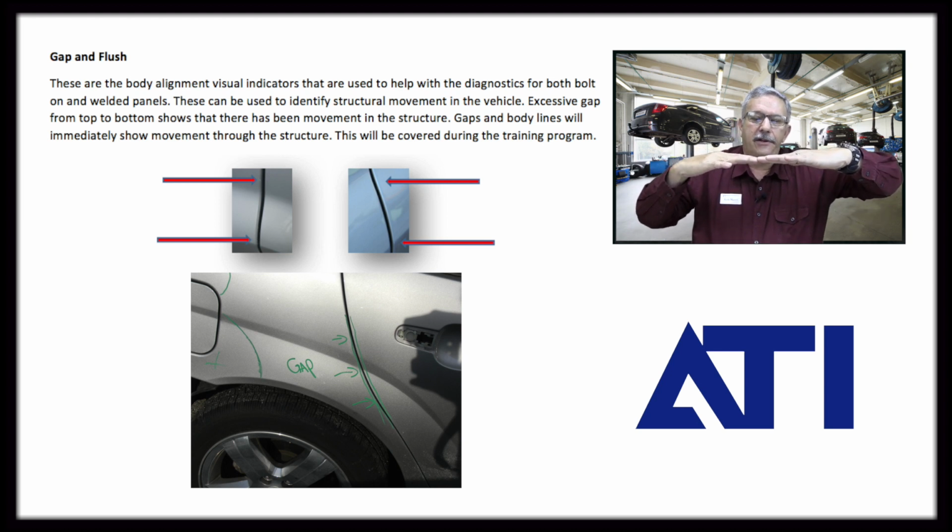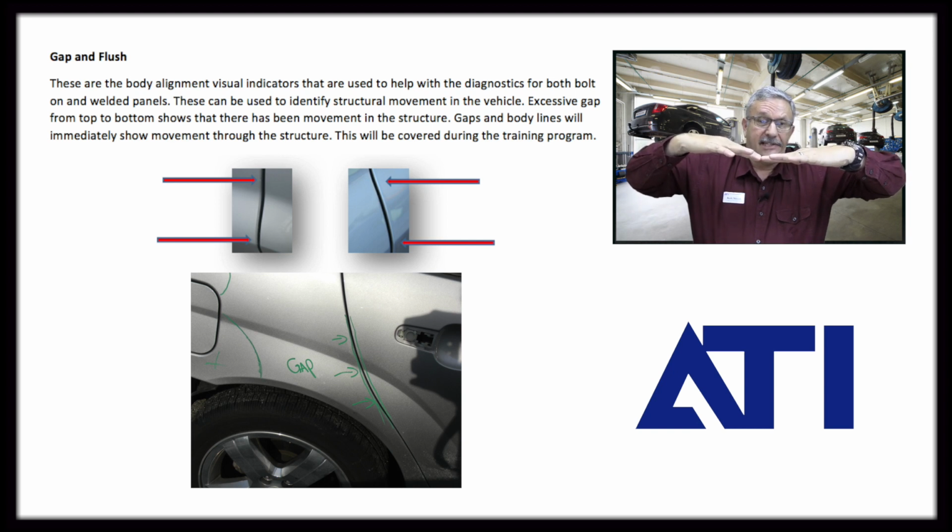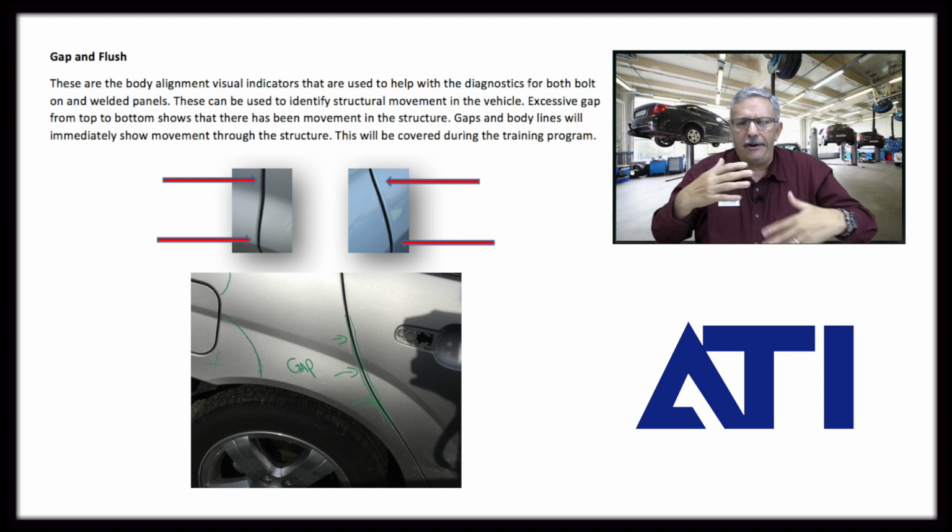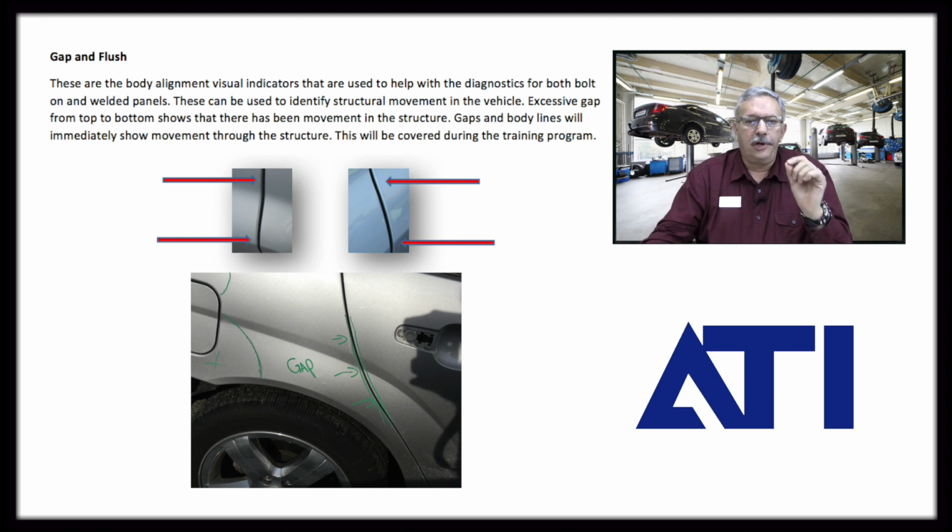So if I have the front of the car here, and the rear of the car here, and the rear of the car deflects upward and stays, that's going to give me wide gaps on the bottom, narrow gaps on the top. That's going to tell me that I've got deflection. Very simple way to look at this. We'll go into this training in much further detail in later segments.